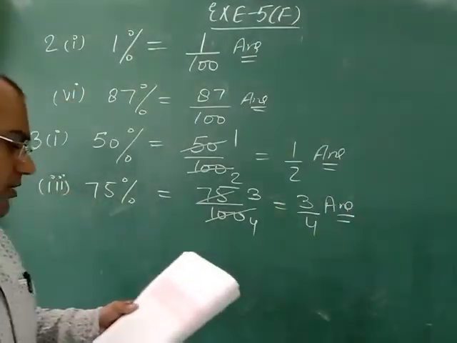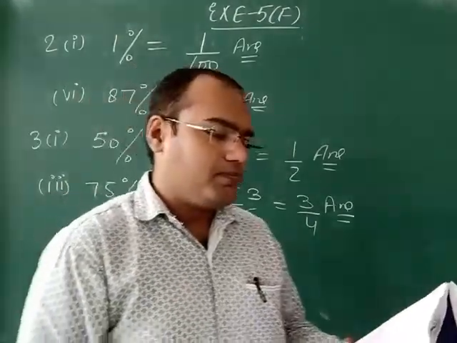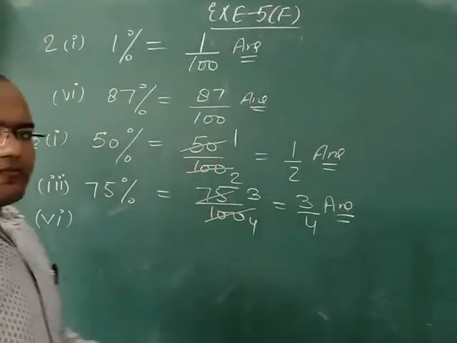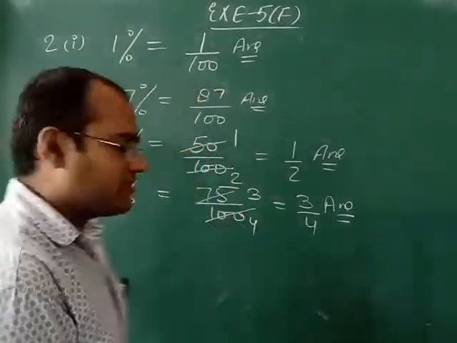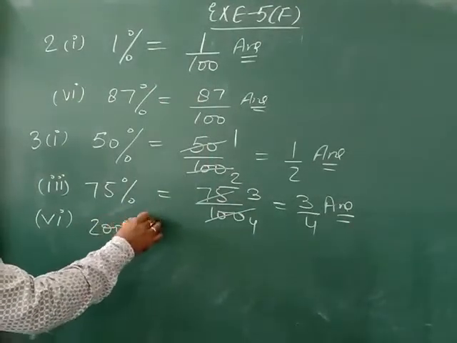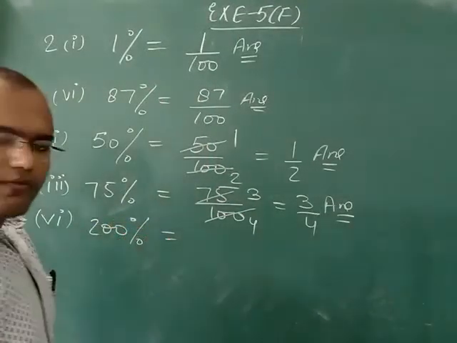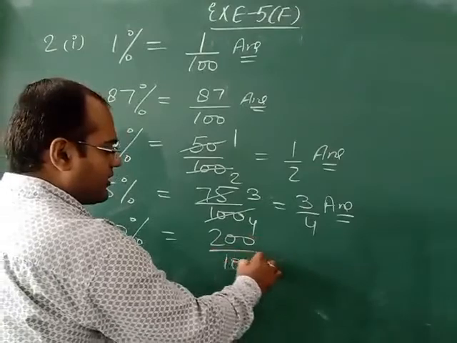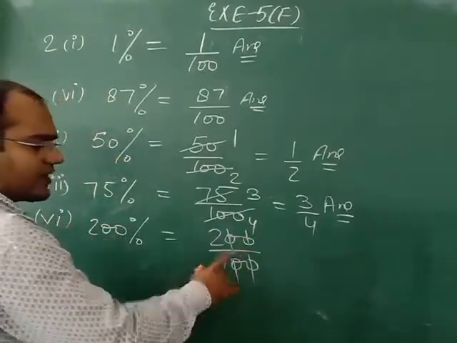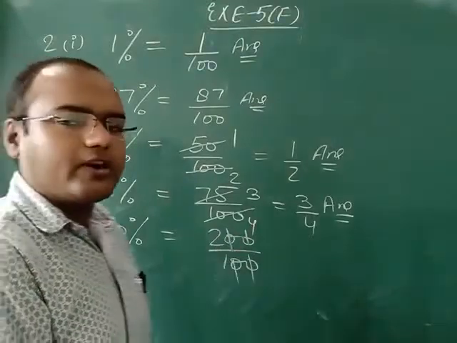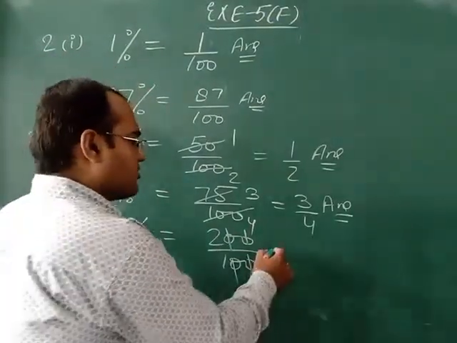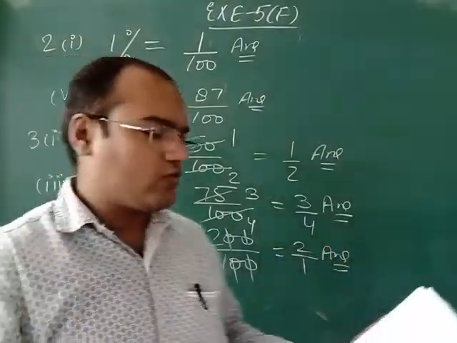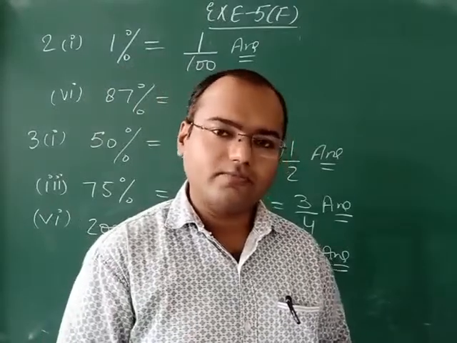Third question, part number 6. What is the question? 200%. The question is given 200%. So first of all, we will remove the percent sign. After removing the percent, we will take 200 upon 100. The last two 0s will get cancelled, from both the numerator and the denominator the last 0 we have cancelled. So the answer is 2 upon 1. So like this you have to do all the parts of question number 3.